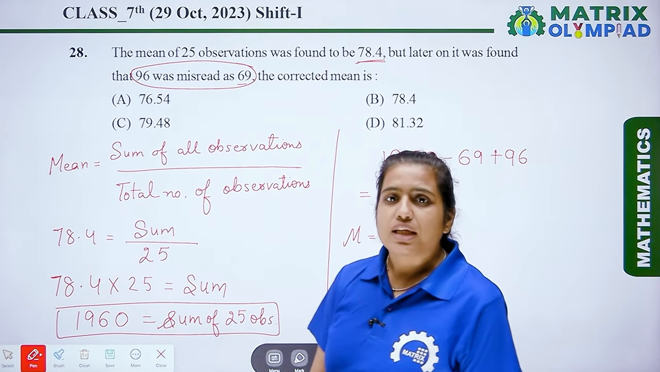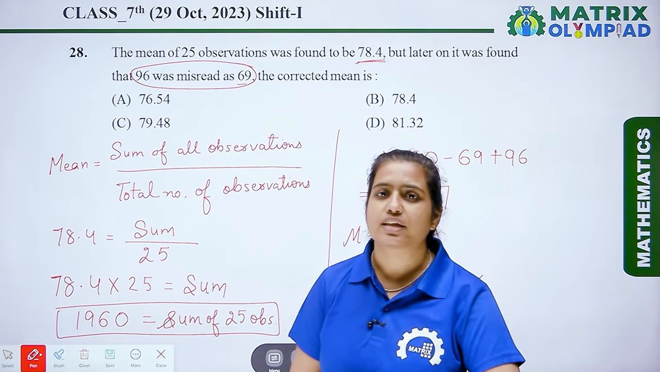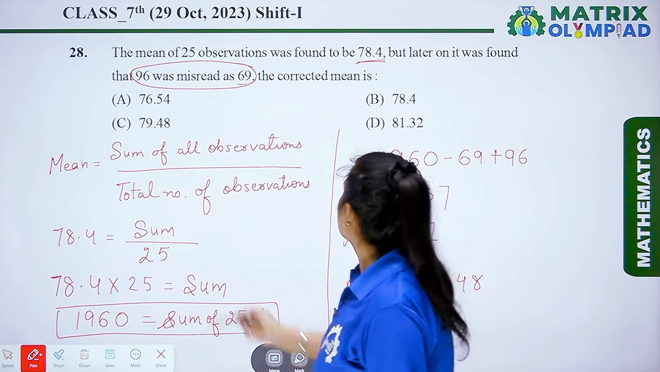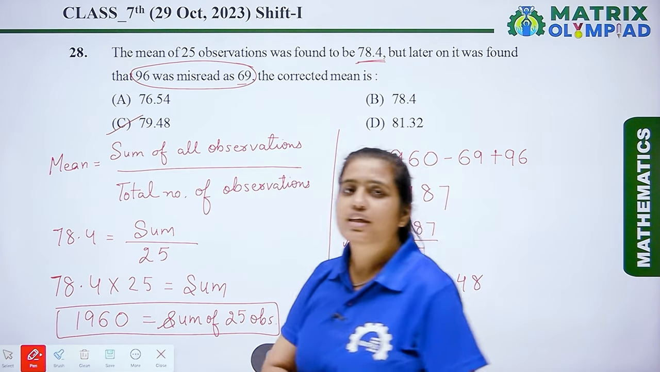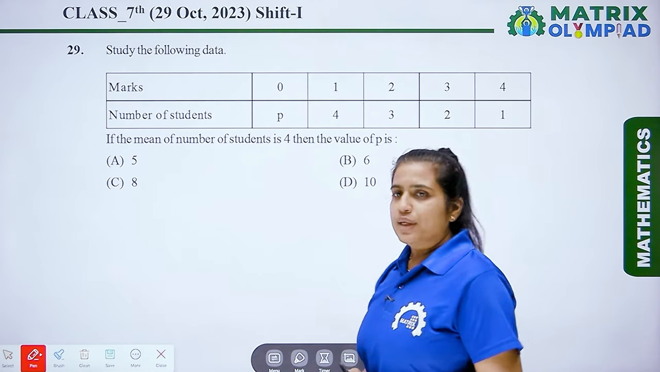So the mean is 79.48 and this is the corrected mean. So here option C is the correct answer. Now, the next is question number 29.